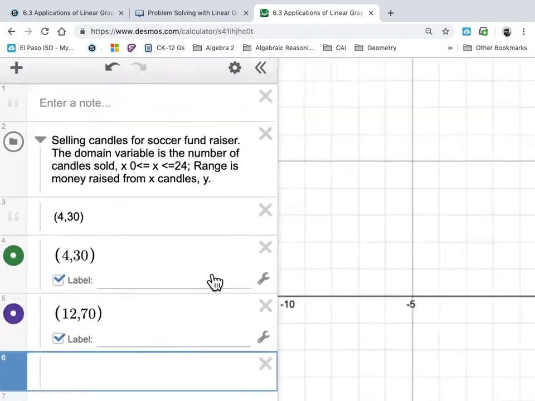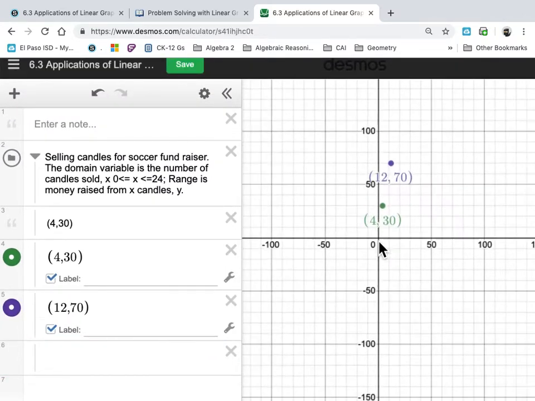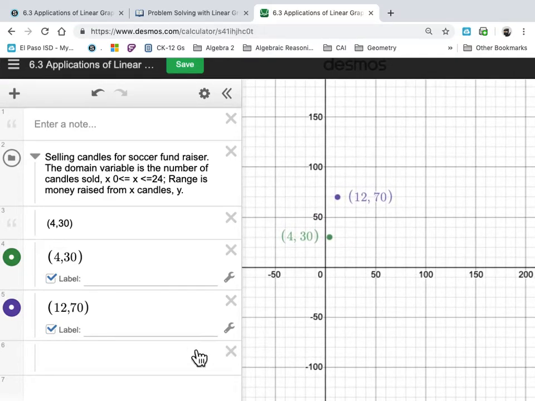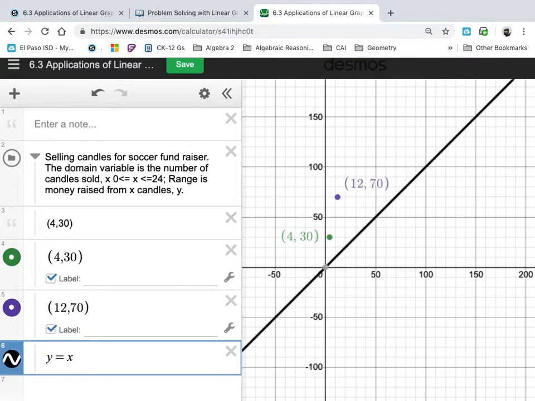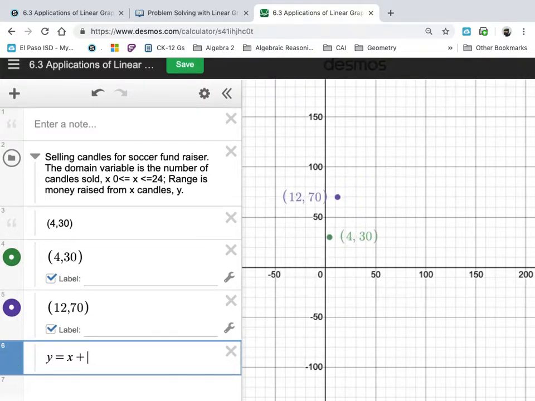So quickly, there's 2 ways to do this. There are my 2 points. Question, how do I make a line through the points? I'm going to use point slope form. Y equals x. I got to move it up 30. So plus 30. That puts it there. Or I could do 70. Whatever cooks your goose. But I missed.